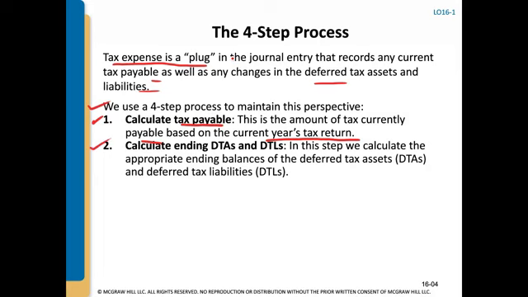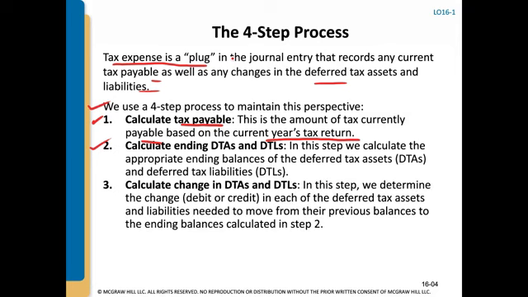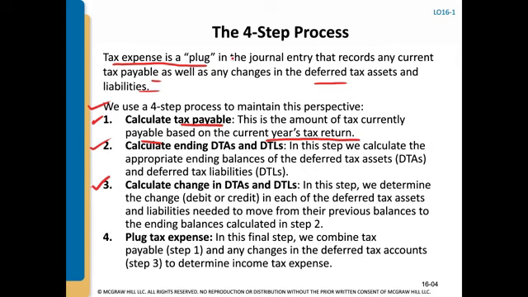Step 2 is you're going to calculate your ending deferred tax asset and deferred tax liability. And then step 3 is you're going to take the change between your beginning and ending deferred tax asset or deferred tax liabilities, and you're going to record that change as a debit or credit, depending which way it goes. And then the final step, step 4, is now you've recorded your taxes payable, you've recorded your deferred tax asset or liabilities. So step 4 is you have to plug that journal entry to income tax expense.